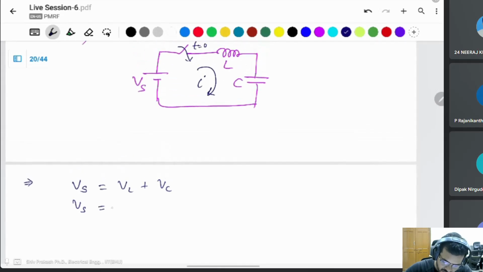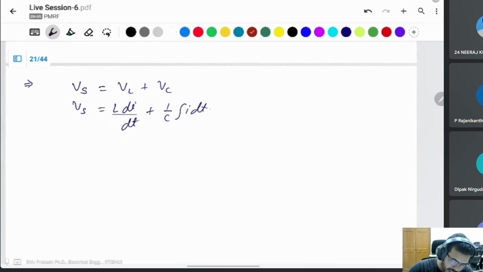You know about this one: VL is L di/dt, and VC is 1 by C integration of i dt. Convert this into Laplace. Then what happens? L is constant, so it becomes L into S, Laplace of I, that is Is. The current in the time domain i(t) becomes Is in the frequency domain.